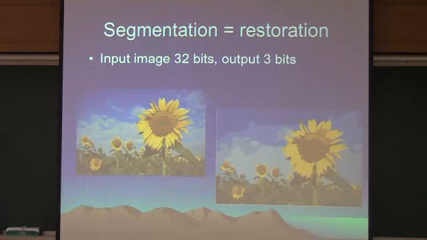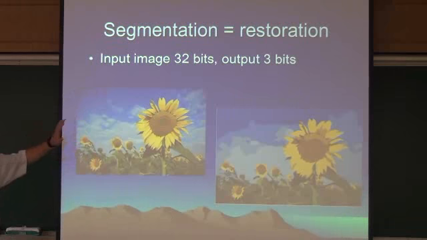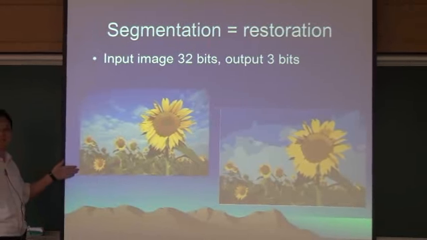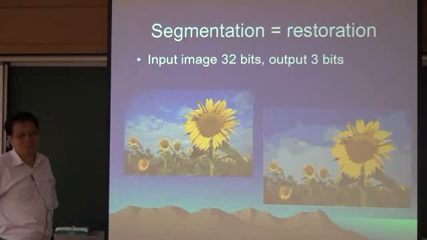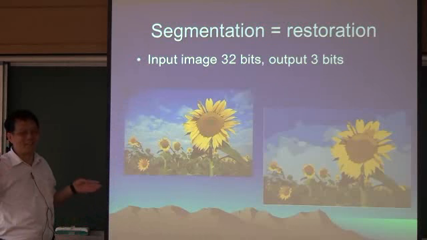Essentially here I'm trying to say segmentation is equal to image restoration. Why do you say so? This is the input image. It's 32 bits, so 2 to the power of 32. That means the range of the intensity, instead of from 0 to 256, is 0 to 2^32. That's a very, very high number, right? So that would take a lot of memory.